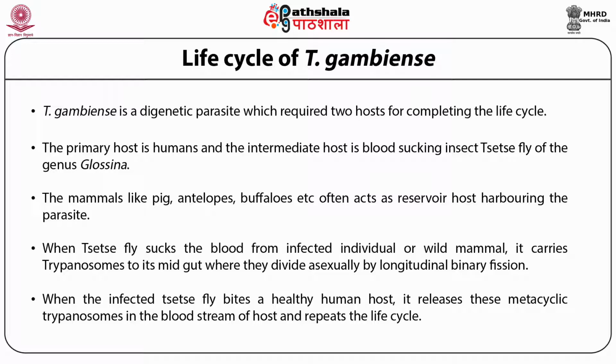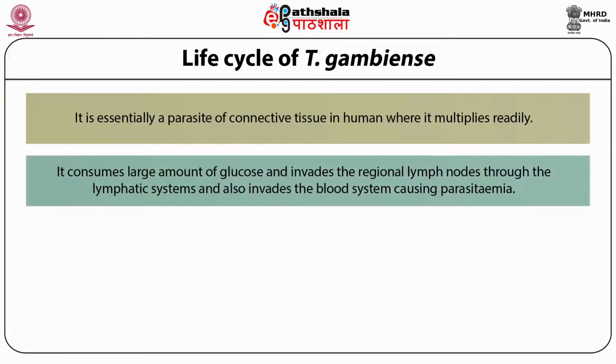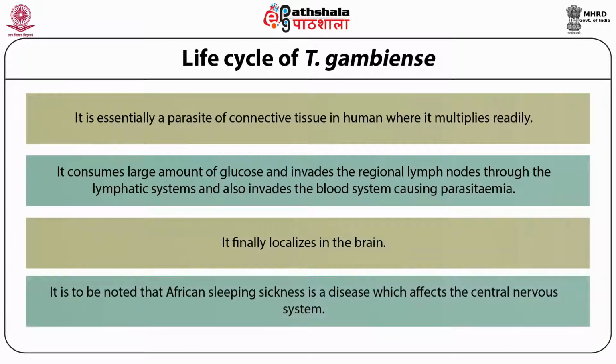Sexual reproduction is unknown in Trypanosoma gambiense. It is essentially a parasite of connective tissue in humans where it multiplies readily. It consumes a large amount of glucose and invades the regional lymph nodes through the lymphatic system and also invades the blood system, causing parasitism. It mainly localizes in the brain. It is to be noted that African sleeping sickness is a disease which affects the central nervous system.